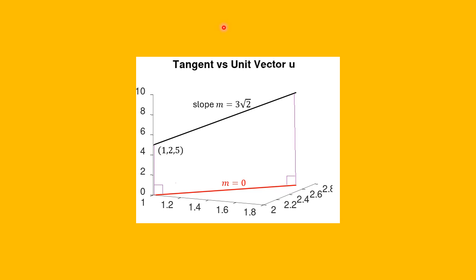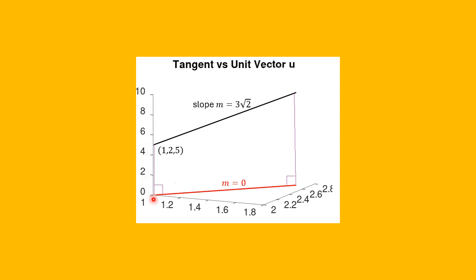Here we have a graph of the tangent line to that paraboloid versus the unit vector u. This black line is the tangent line. This red line down here is the vector u, which is in the xy plane. So what we first notice is, looking at this tangent line, right here is the point 1, 2, 5, which was the point of tangency with that paraboloid.